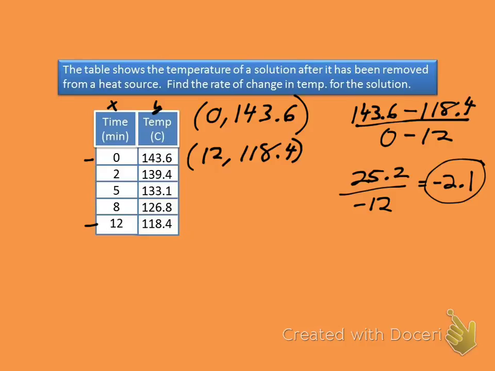Which means, on average, from minute to minute, the temperature of that solution, whatever it is, is dropping by 2.1 degrees each minute. See how you interpret that? Okay. Questions on that one? That's how you do rate of change. Pretty much. Like I said, that one's kind of a vague one.